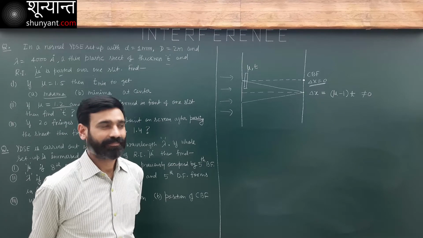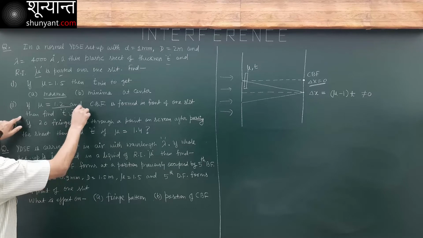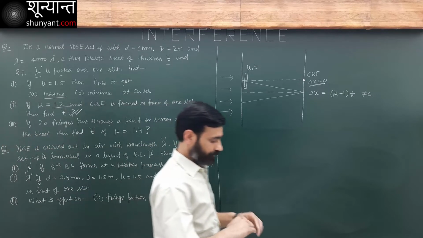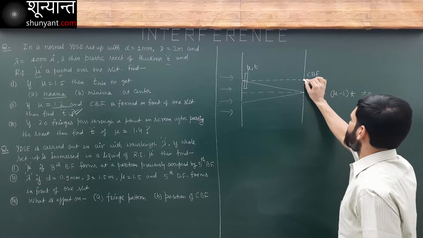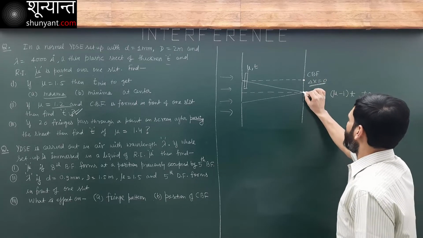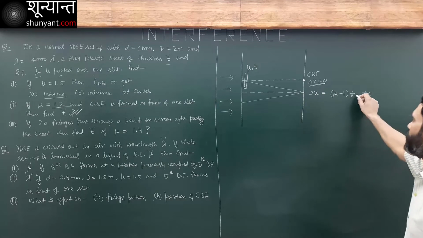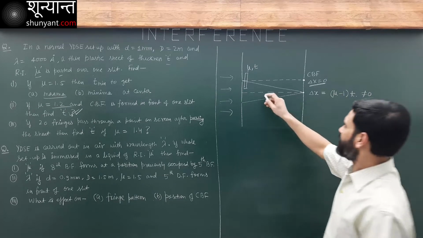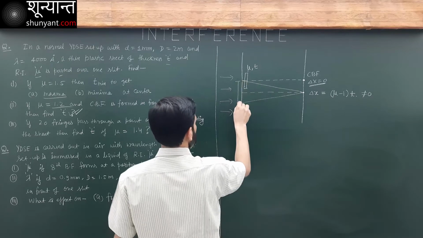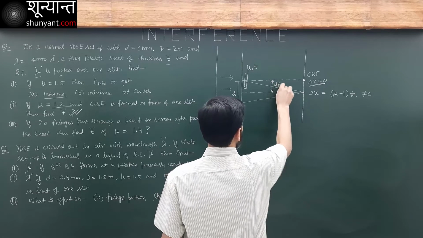Makes sense? Now, what do I do? What do I have to find? I have to find t. How do I find it? The path difference here is 0. What is the path difference here? It is not 0, it is some value. I do not know t. Mu is given, but I do not know t. This distance I know. What is this distance? This distance is d, and half of that is d by 2.